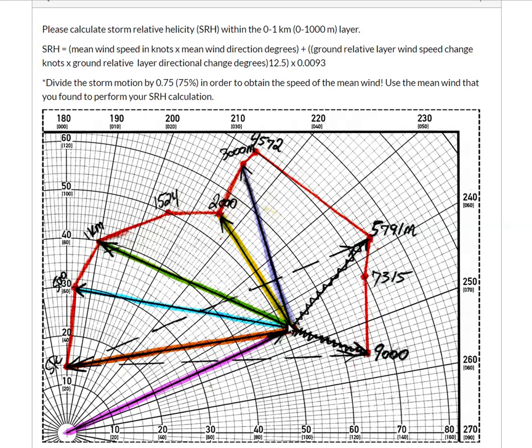Take the storm motion dot, take that vector, that speed in knots, and divide it by 0.75. That's going to be the trick there to success. And that will give you the mean wind. Keep the same direction for now. We're not going to go into all that.